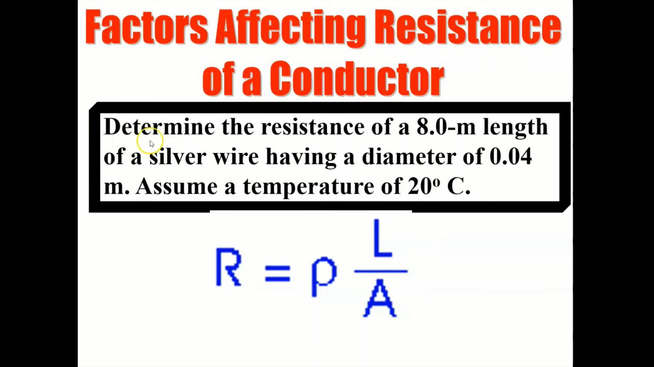So if you're given a problem like this, determine the resistance of an 8 meter length of silver wire. Silver, that will be tied to the resistivity, and it has a diameter of 0.4 meters. Well, you've got a circular wire, so you'd have to use the area of a circle, pi r squared. We cut the diameter in half to get r, plug the numbers in, and you get a resistance value.